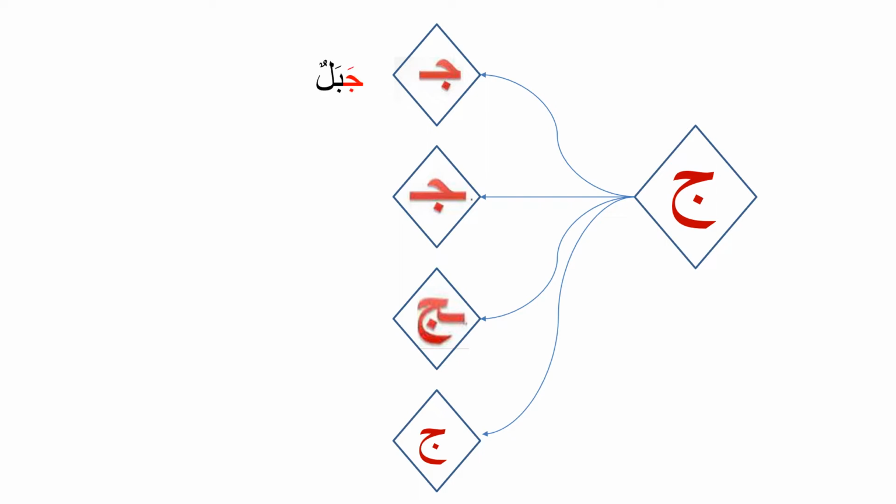Jabal. What's above Jeem here? We have fatha. So we don't pronounce it as Ju or Ji. We're pronouncing it as Ja, Jabal. What's after the letter Jeem here is Ba, which we already talked about. Both of them have fatha above them. Jabal means a mountain.